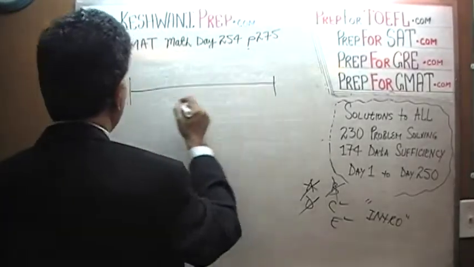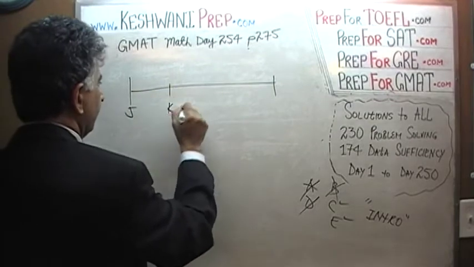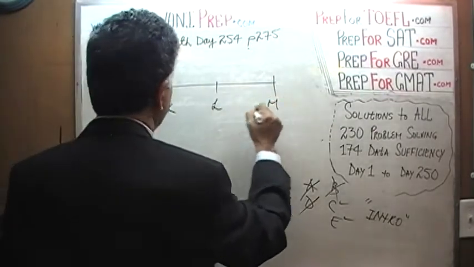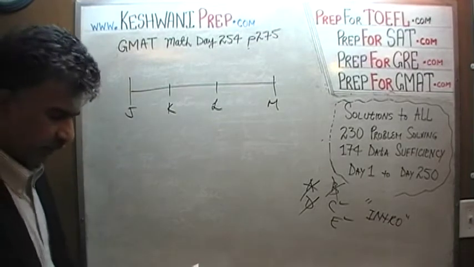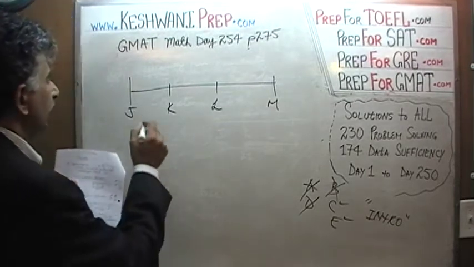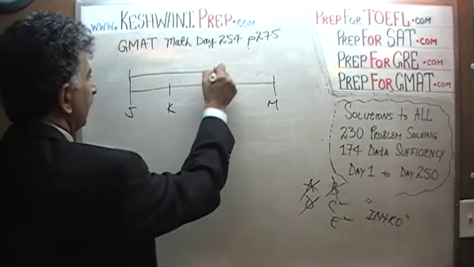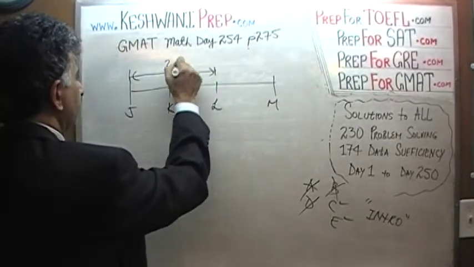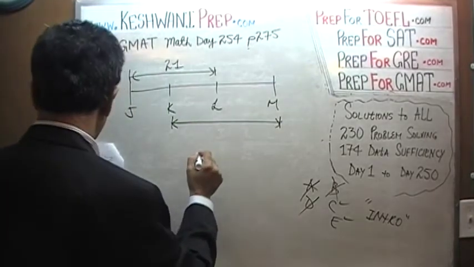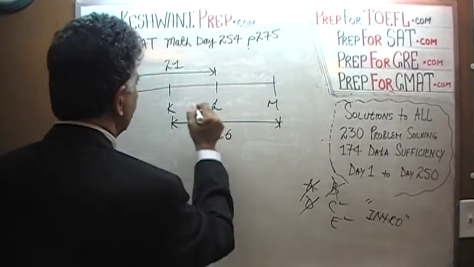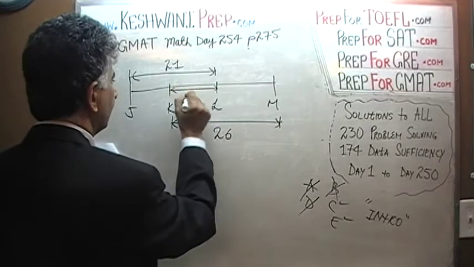Here are our 4 exits, J, K, L, and M. In the first statement, we are told the J to L is 21. In the second statement, they're telling us that K to M is 26. The question is, what is this distance?